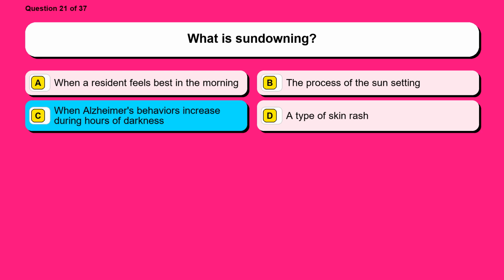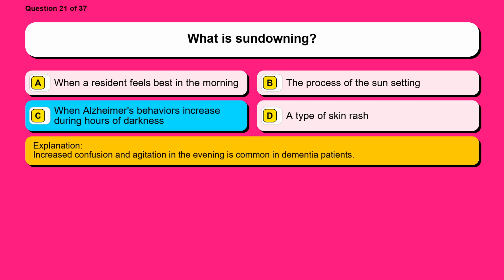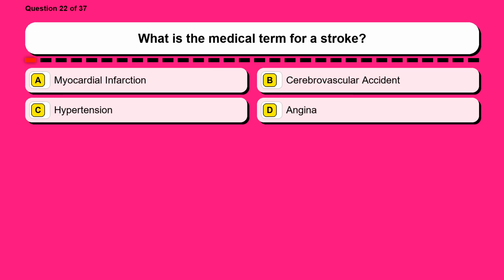The correct answer is option C. When Alzheimer's behaviors increase during hours of darkness. Increased confusion and agitation in the evening is common in dementia patients. Question 22. What is the medical term for a stroke?